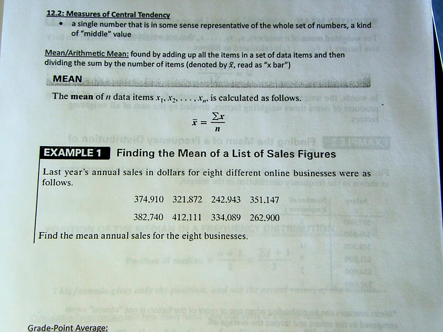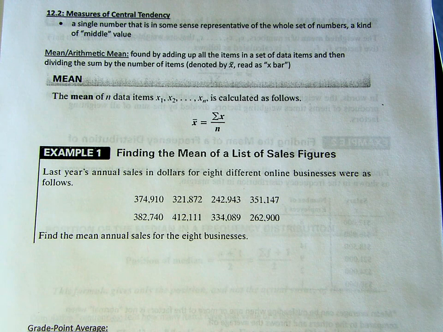All right, 12.2 are called measures of central tendency. So central tendency means a singular number that is in some sense a representative of the whole set of numbers. It's kind of like a middle value. A lot of times when we think of the middle value of anything, the most common thing that we think of is an average.